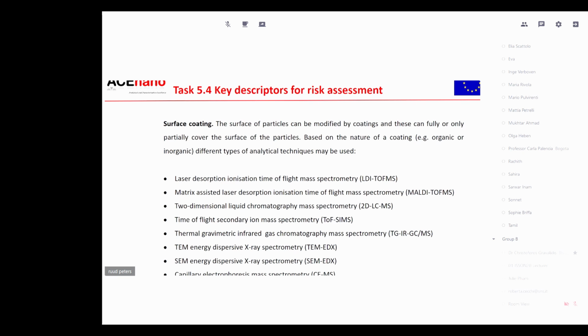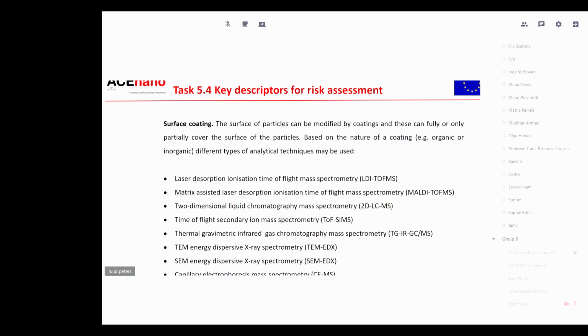And so again, here for surface coatings, we have quite some methods which could be used to identify the coating on the particles, which is again laser desorption ionization, matrix-assisted laser desorption ionization. Again, two-dimensional liquid chromatography mass spectrometry, very interesting because you can also separate on size, so you can select your nanomaterials. Time of flight is being used, thermogravimetric infrared gas chromatography mass spectrometry.